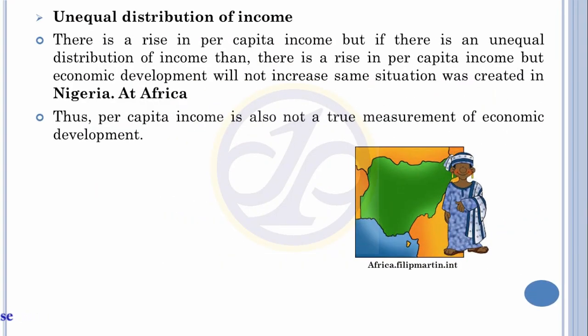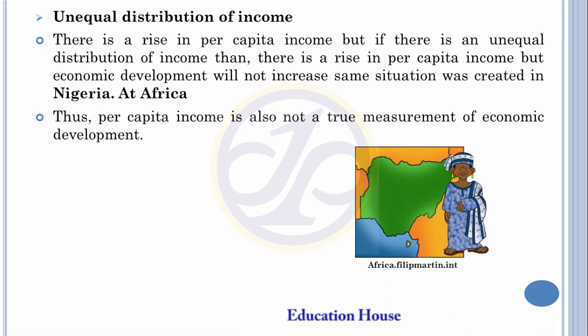Unequal distribution of income. One example is the evidence for it. On the African continent, one country, Nigeria, is situated. In countries of this type, per capita income constantly rose in the past, but still their development was not done properly, because when the distribution of income is not in a proper manner, meaning it's unequal, then even if the per capita income increases, the development of the country does not rise.